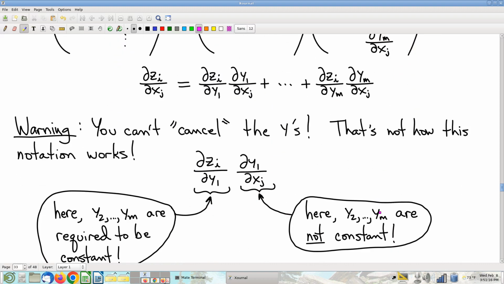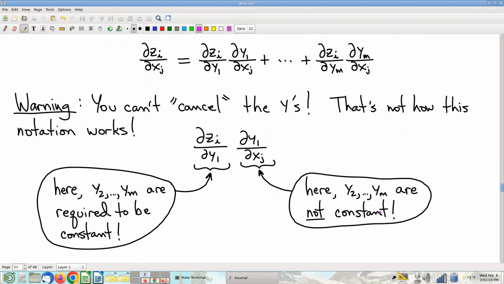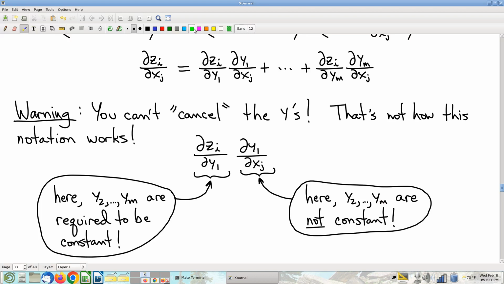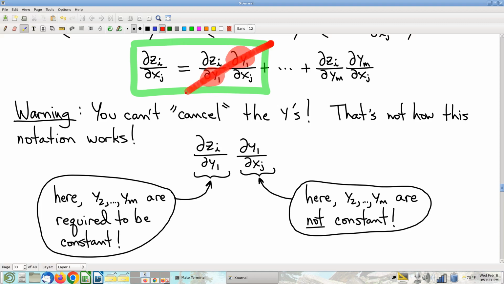Okay, now before we get to an example, I do want to give you a warning about this formula here. Some students will look at this part and say, hey, wait a second, partial y1, can't I just cancel those? And then look what I'm left with. I've got partial zi in the numerator, which is what I want, and partial xj in the denominator, which is what I want. There's a temptation to just stop right there. Everybody see the allure of this? Pretty tempting.